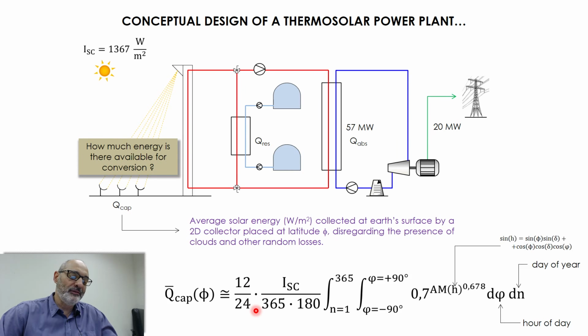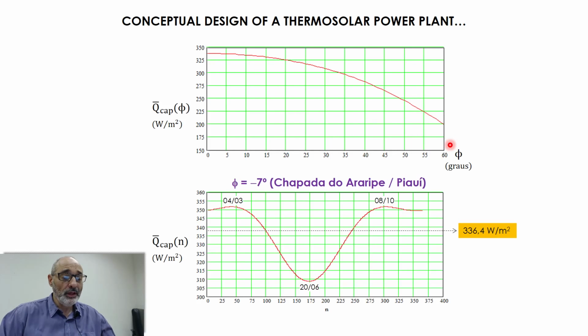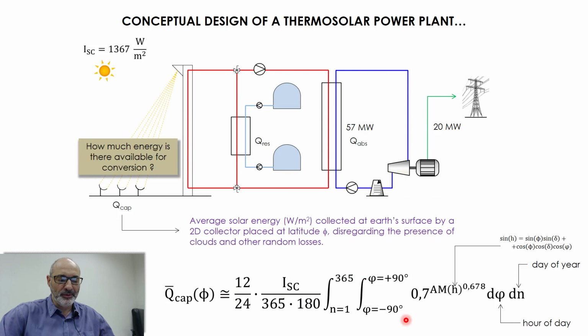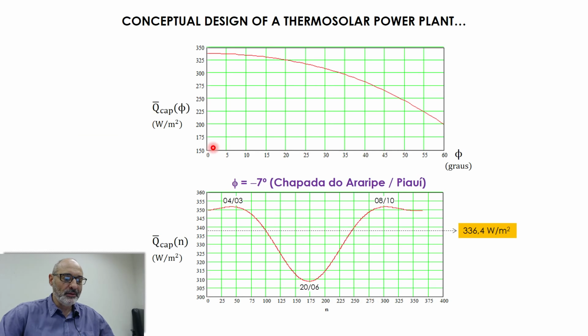Okay, I'm also multiplying by 12 divided by 24, because I have 12 hours of sun, roughly of average sun, in 24 hours of day. So this formula here is to calculate the amount of energy that we have to convert to electricity in the average amount in a year. Okay, so we can plot this in terms of the latitude of the place. I'm not showing the formula, but it's on the previous slide, is this formula. I'm simply varying phi here.